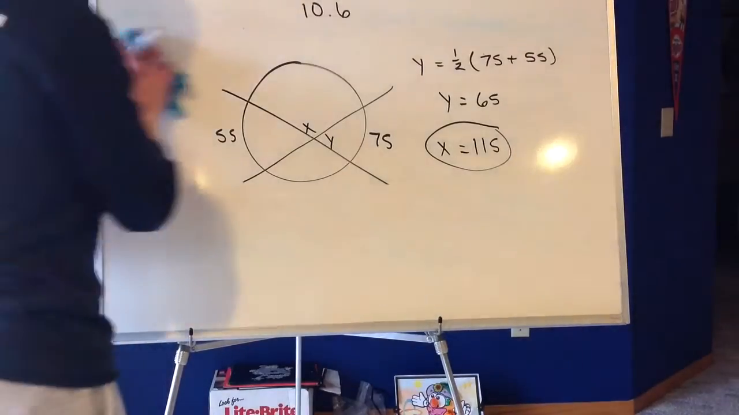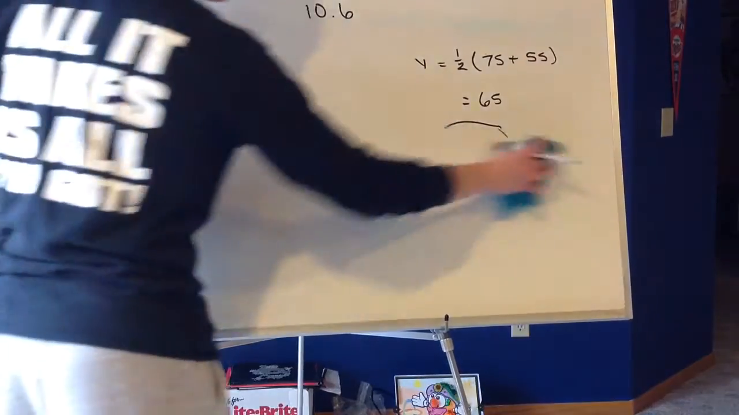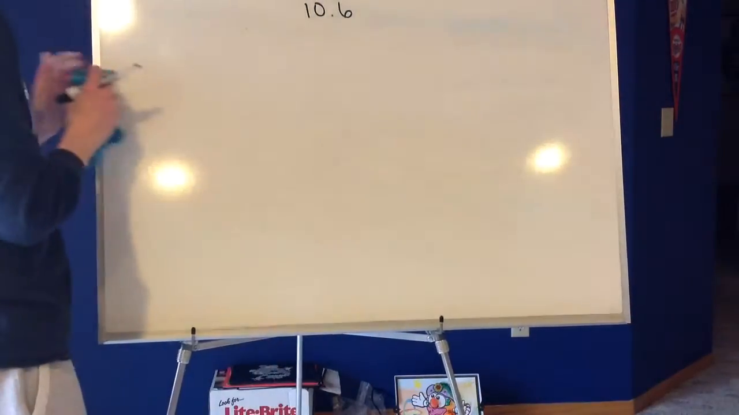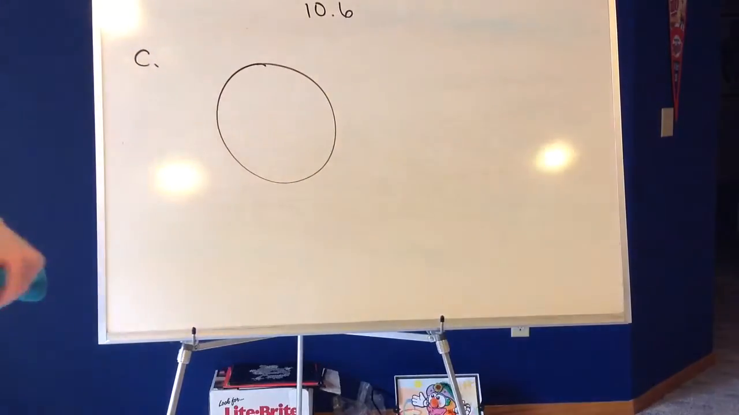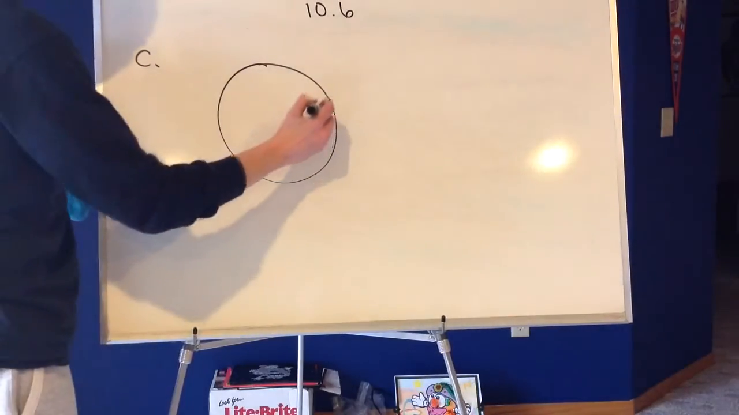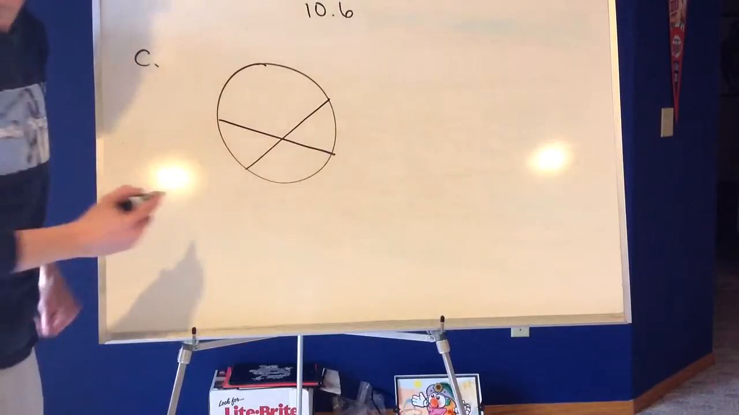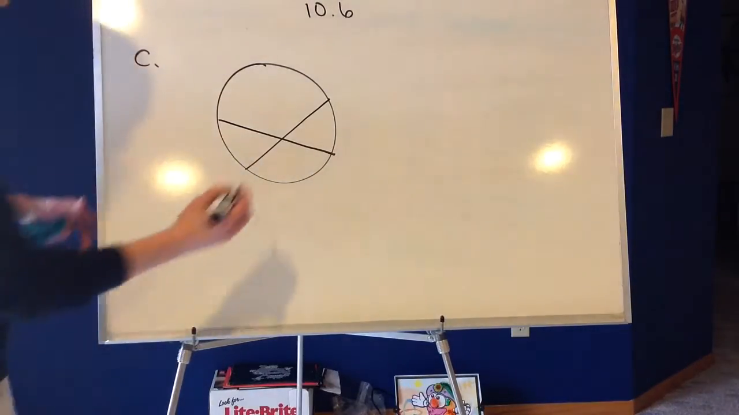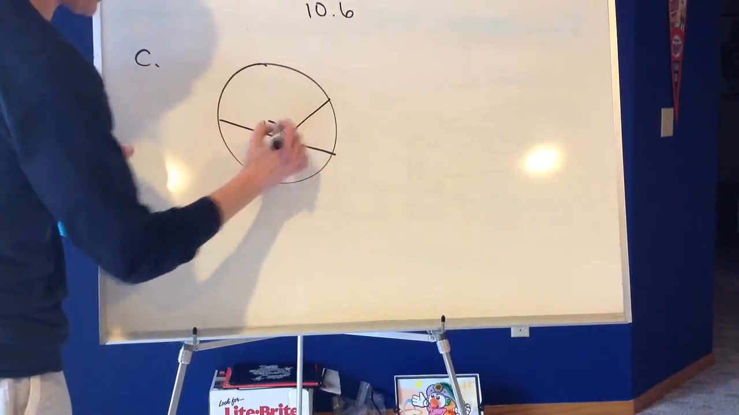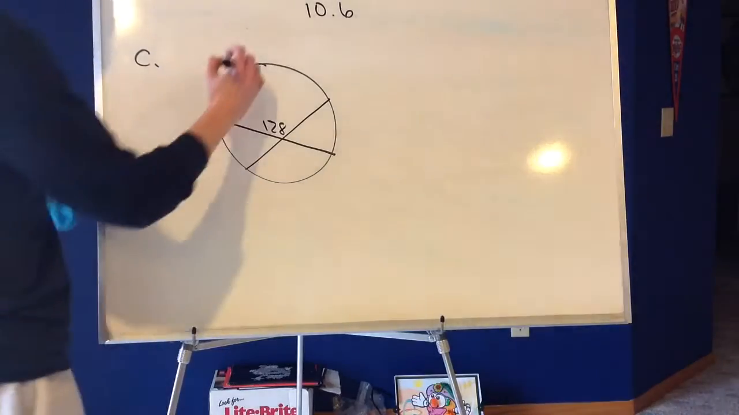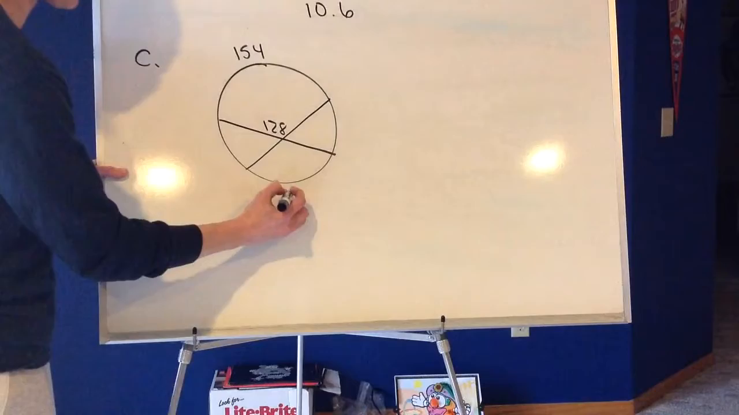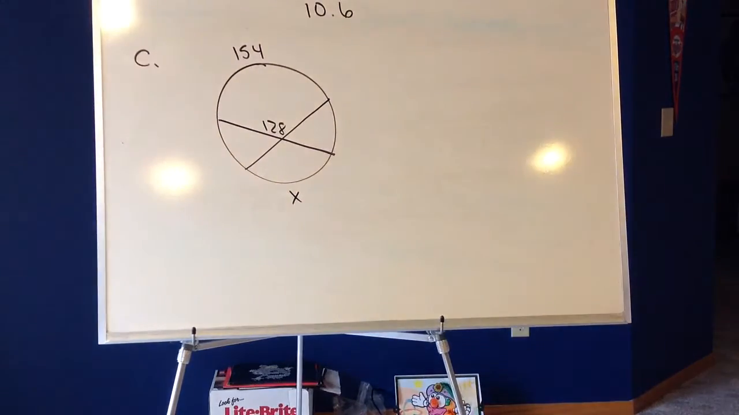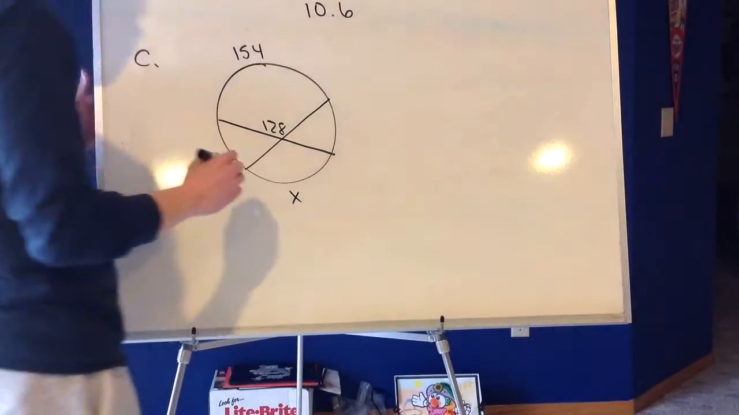All right, so for C then, C is actually going to ask us to find an arc. Again, they would intersect like this. You've got 128. They actually give you the angle this time. You have 154, and you have x. So we're going to use the same formula, just have to put things in a little different place as we work with it.